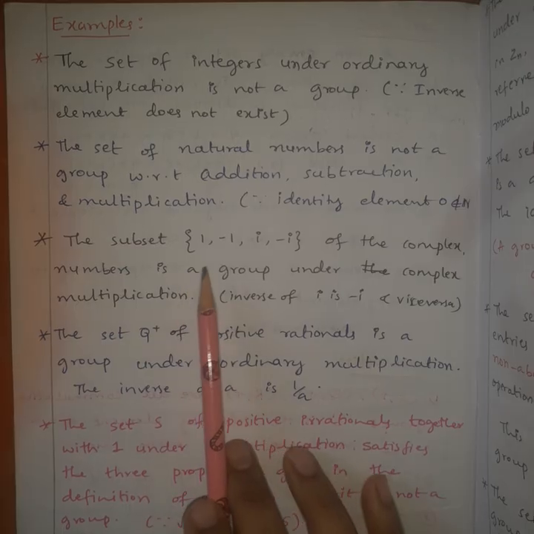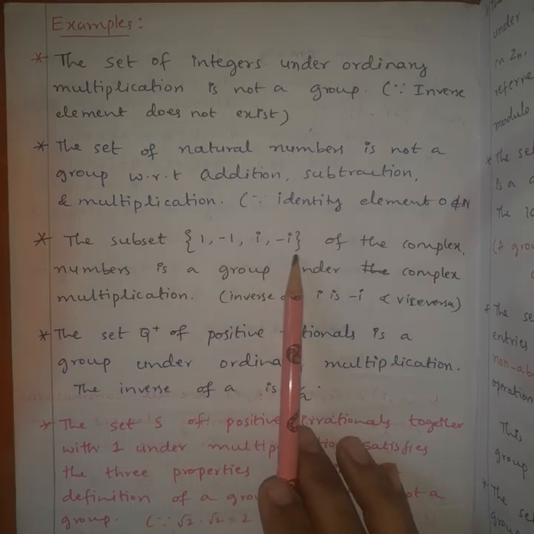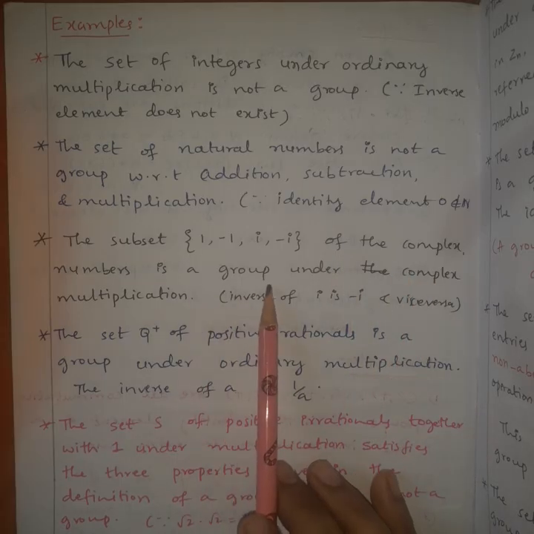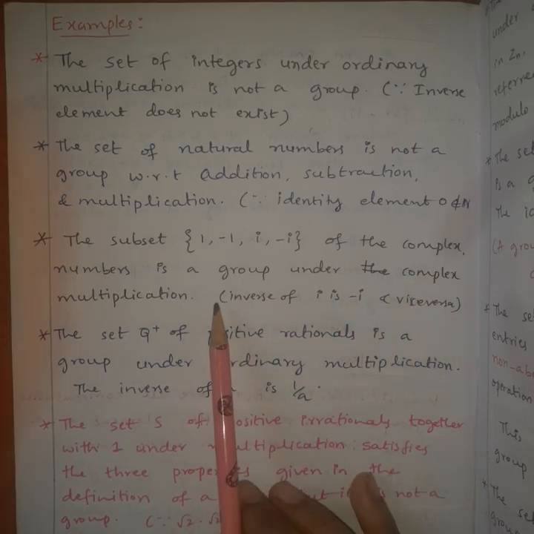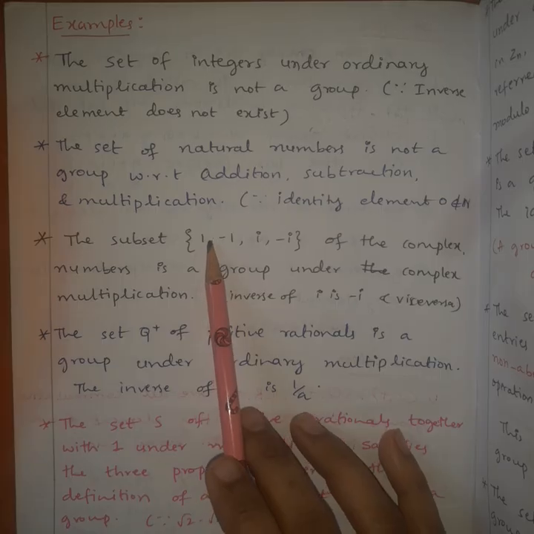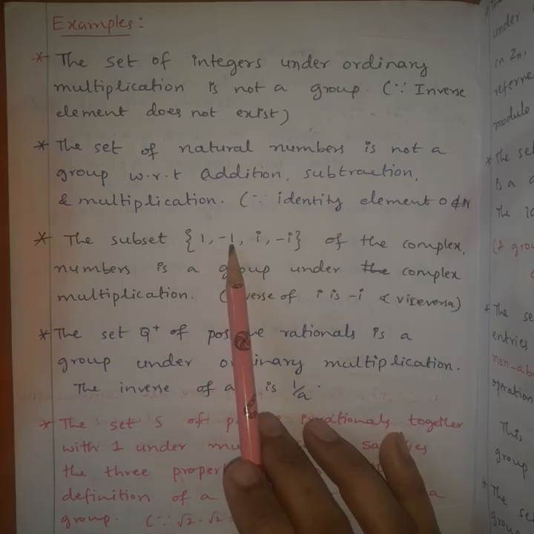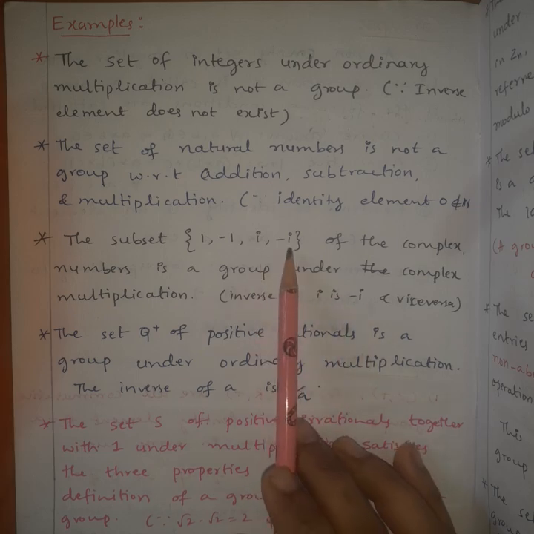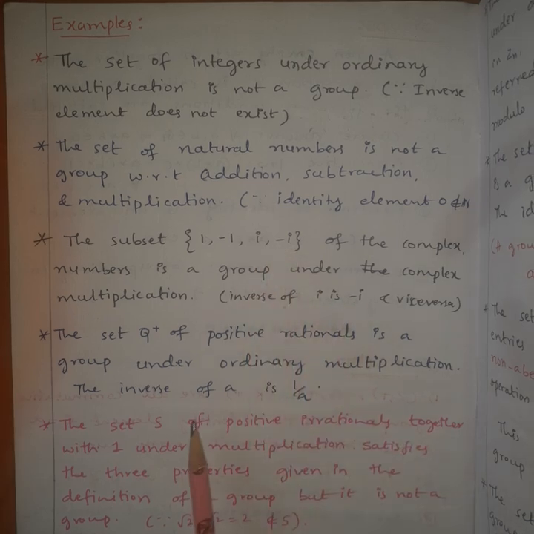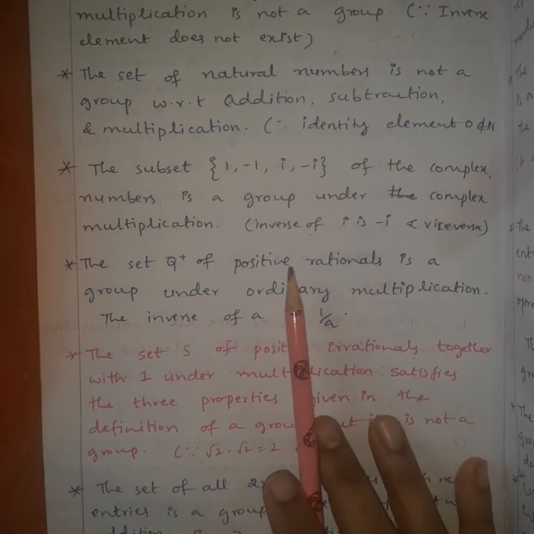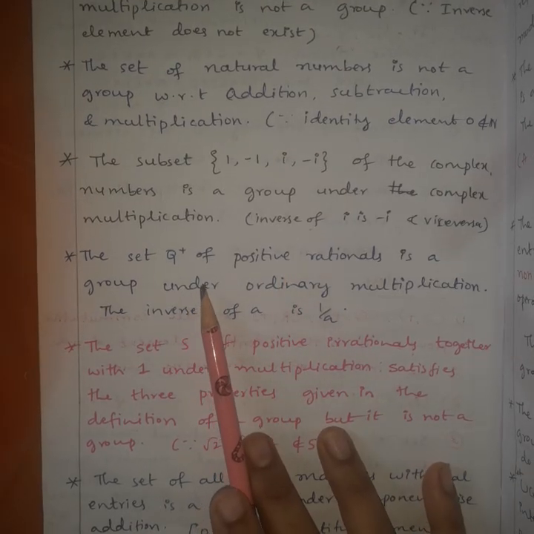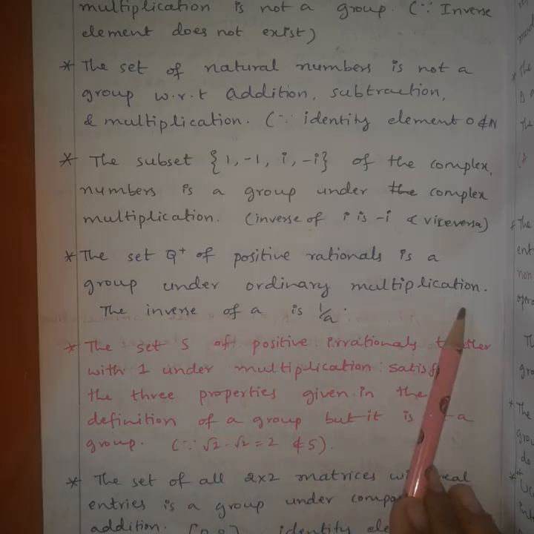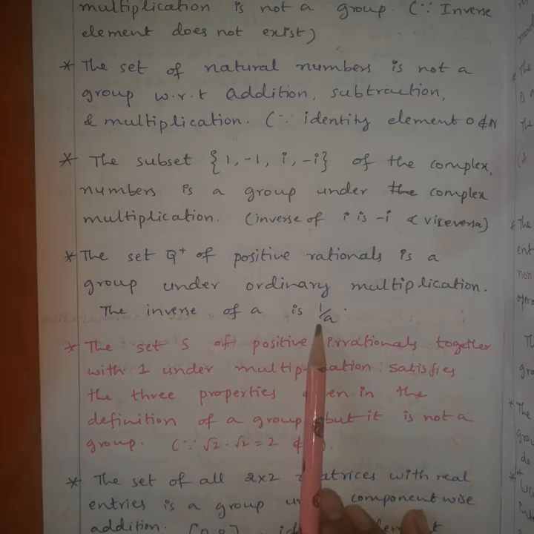Next example, the subset {1, minus 1, i, minus i} of the set of complex numbers is a group under complex multiplication. Here the identity element is 1, and the inverse of 1 is 1 itself, the inverse of minus 1 is minus 1 itself, the inverse of i is minus i, and the inverse of minus i is i. Okay, so this is a group. Next, the set Q plus of positive rationals is a group under ordinary multiplication. The inverse of a is 1 by a.